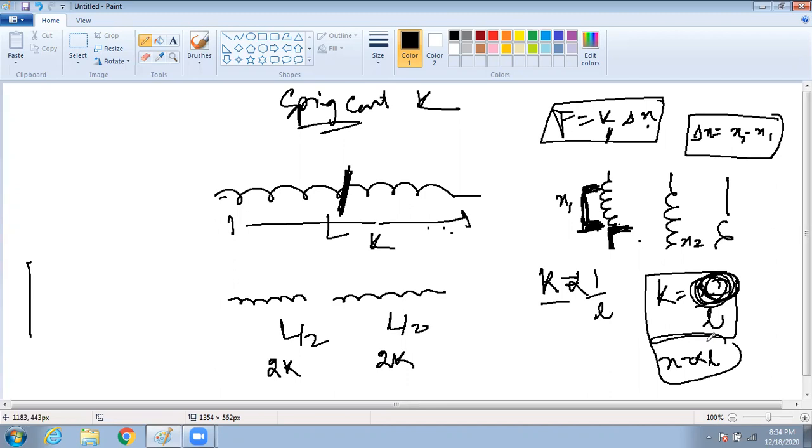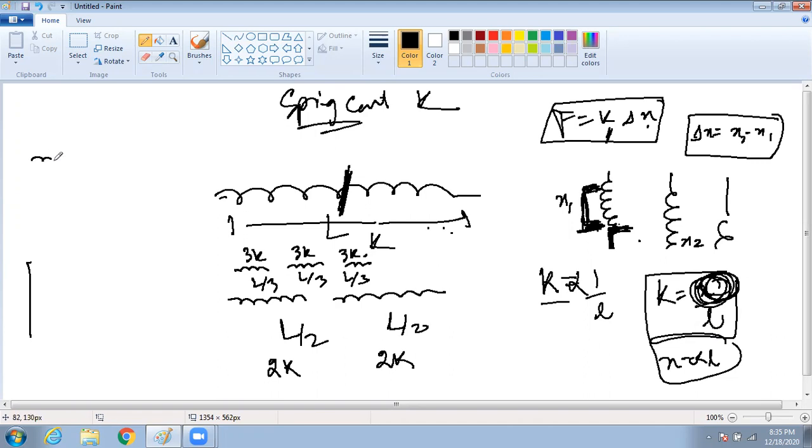So understood? If I divide the length of the spring to half, then the spring constant becomes 2K. If you want to divide into three parts, L by 3, what will happen? 3K, 3K, 3K. Yes or no?